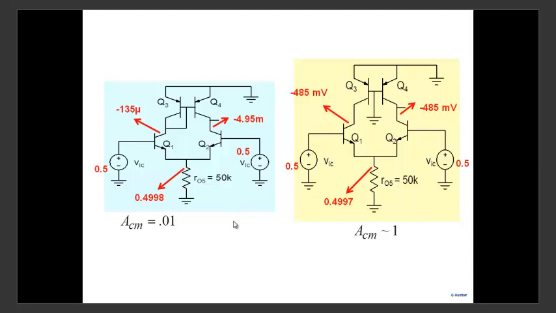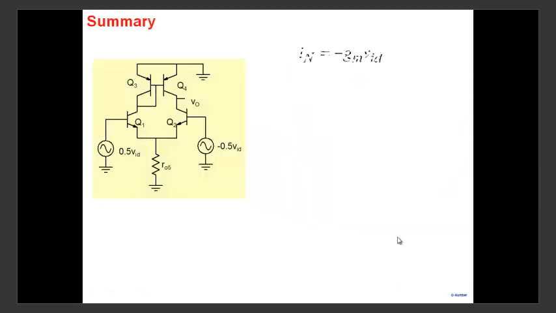That was our prediction, a very small gain here, which is what we indeed see: the gain here is 0.01, as compared to a circuit like this, where the gain is equal to 1. So common mode gain is much higher in this one. As a summary, what did we find for this amplifier here?